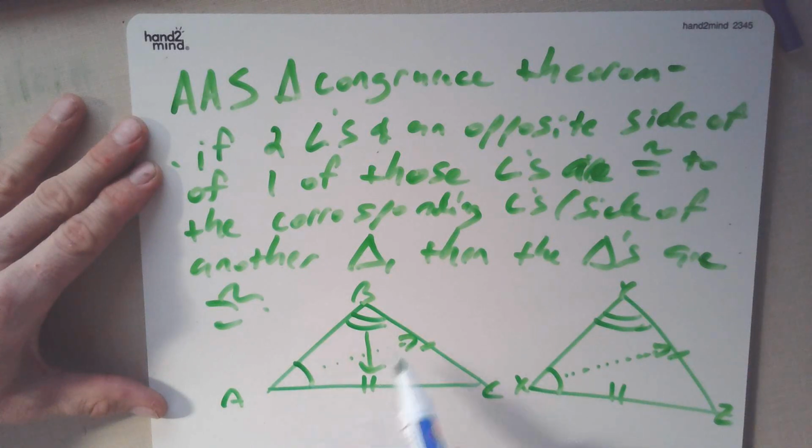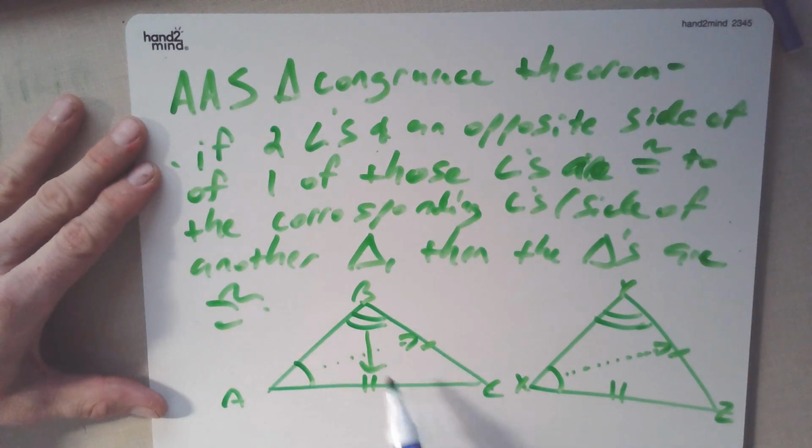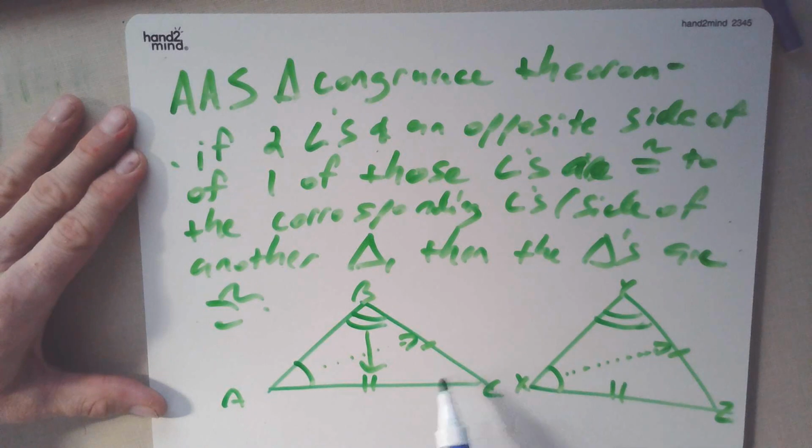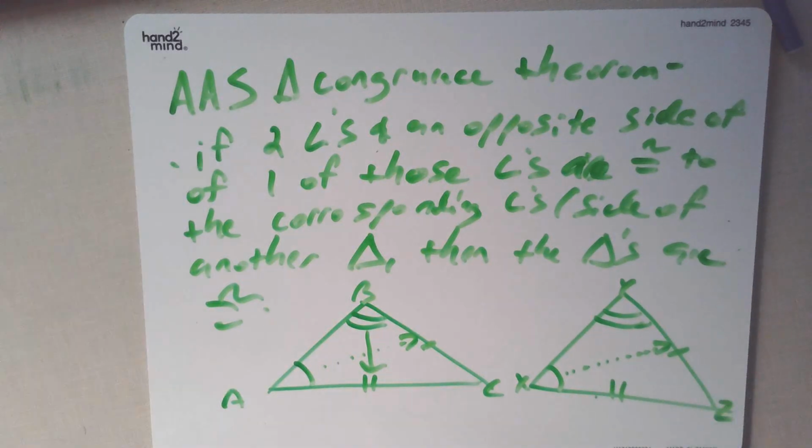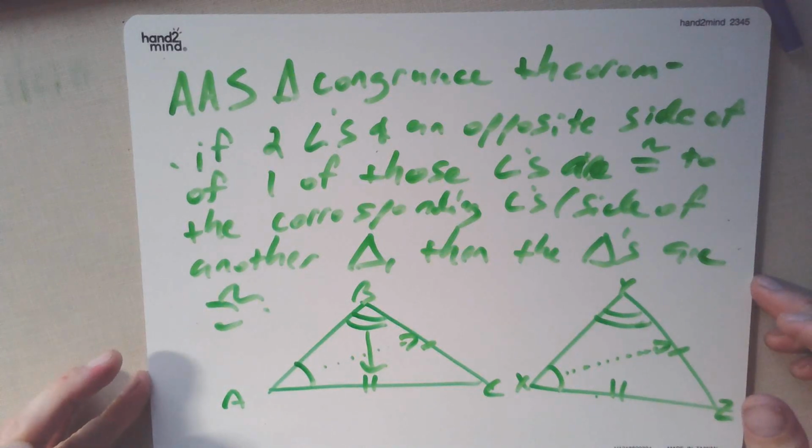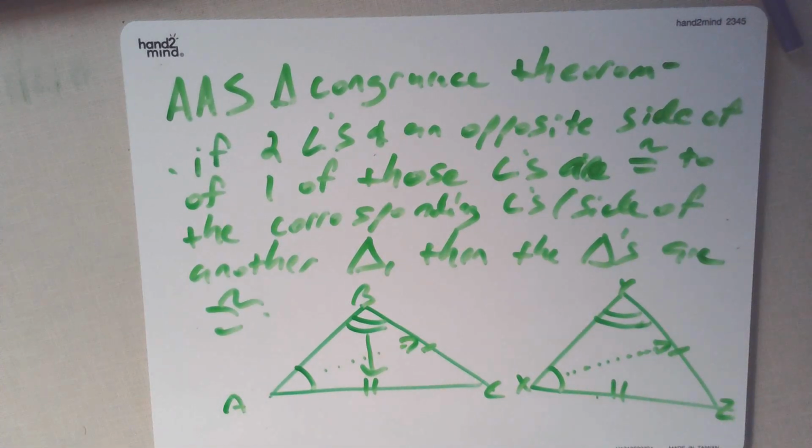Either one of those that are opposite one of these angles, if you know either one of those, then you could say that these two triangles are congruent. So either this side and this side, or this side and this side, as long as it's opposite one of these two angles. So if we know this theorem, angle side, you can prove that two triangles are congruent, or you can draw two congruent triangles.